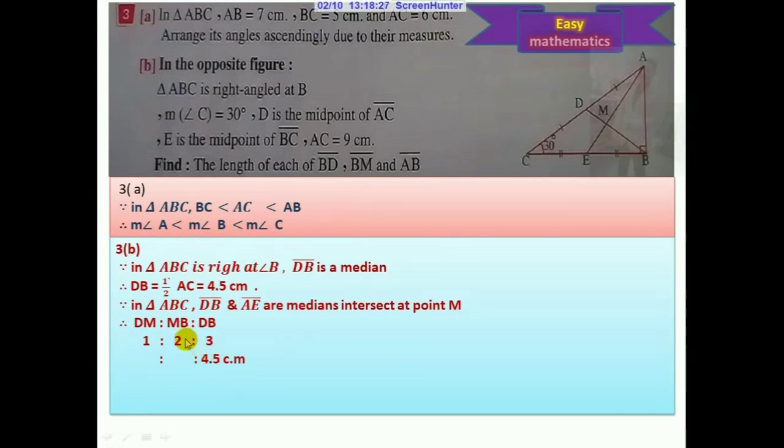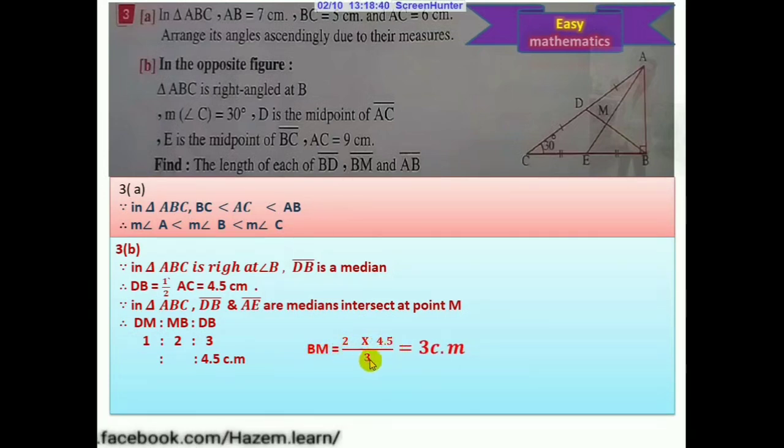How? By doing the cross multiplication. We multiply 2 by 4.5 and divide by 3 to find this missing length, like that. MB or BM equals 2 times 4.5 over 3 equals 3 centimeters.